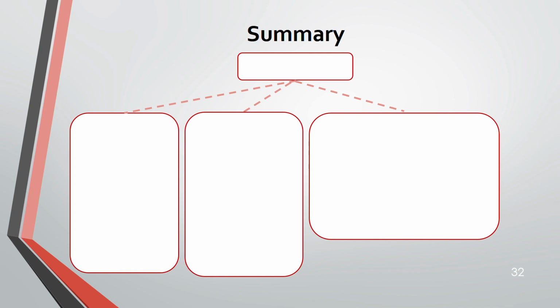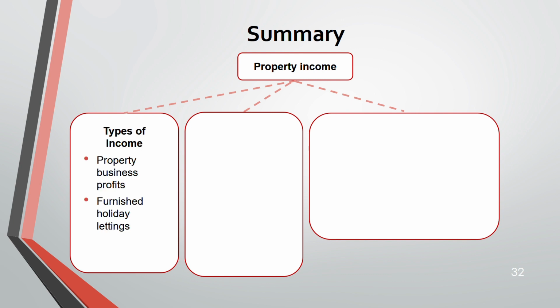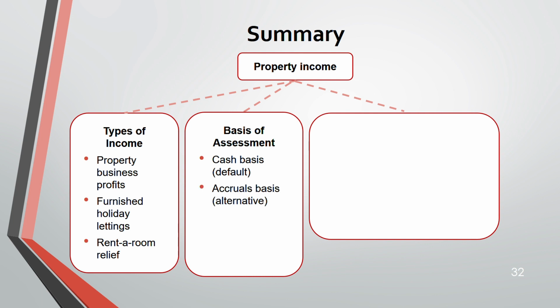So let's summarize this lecture. We started with property income, types of income, property business profit, furnished holiday lettings, and rent a room relief. Then basis of assessment is cash, which is default. Otherwise, alternative method is accrual basis. Allowable expenses. Pool profits and losses.